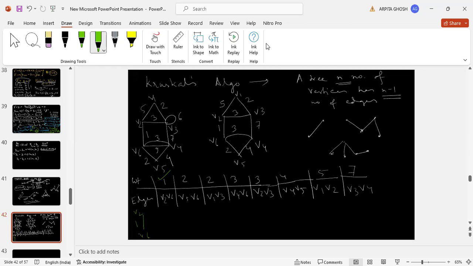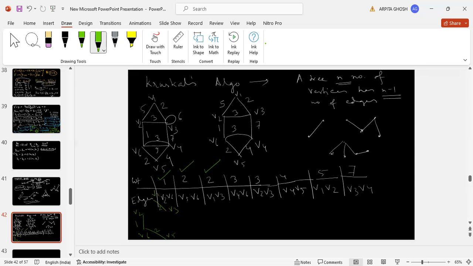Then after this, the next weighted edge is V5, V6 or V1, V3. Let us take V5, V6, that is your 2. Next, one more weight 2 is there, corresponding to V1, V3. So I'm joining V1 with V3. That is again 2.